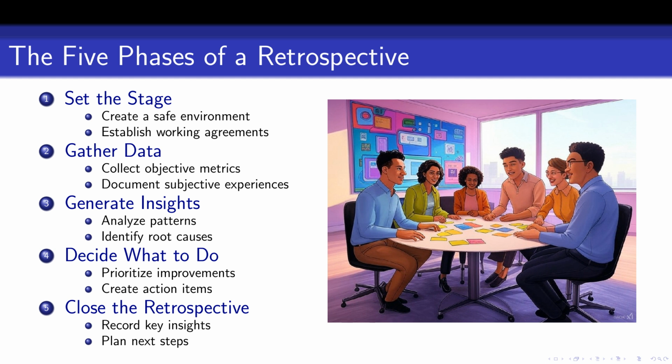The 5 phases of a retrospective provide structure to the discussion. First, we set the stage by creating a welcoming and psychologically safe environment. Next, we gather data, collecting both objective metrics and subjective feedback. Then, we generate insights by analyzing patterns and identifying root causes. After that, we decide what to do, prioritizing improvements and defining action items. Finally, we close the retrospective by documenting insights and planning the next steps.